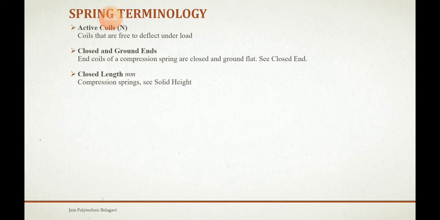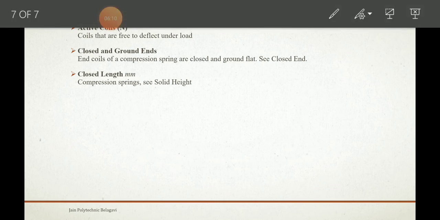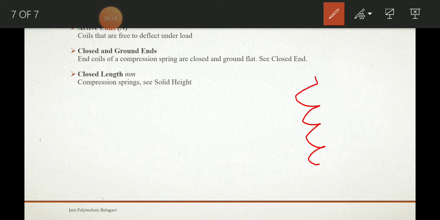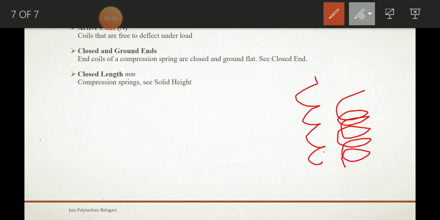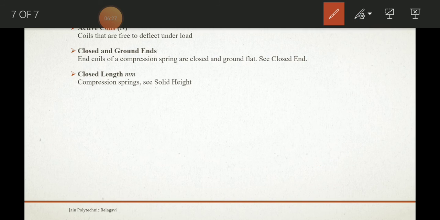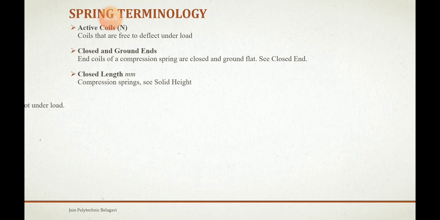Closed length of a compression spring. What exactly is it? Suppose this is a spring. When you compress it, all the turns will close to each other like this. This is called the closed length, also called the solid length. Free length means the length of the spring in its original form, without applying any force.